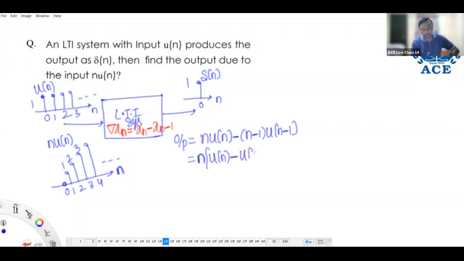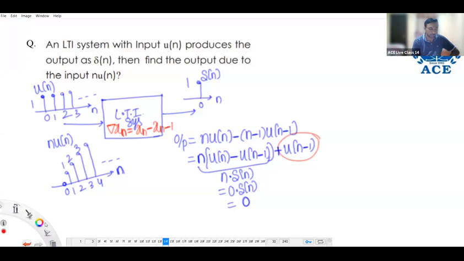N into u of n minus 1 into del n: this quantity is like n into del n, which is 0 into del n, simply 0. So what you are left with is u of n minus 1. Un is giving del n, but don't say n into un is n into del n. That is wrong. The answer is decided by the system operation.